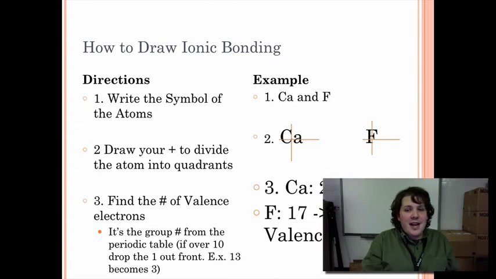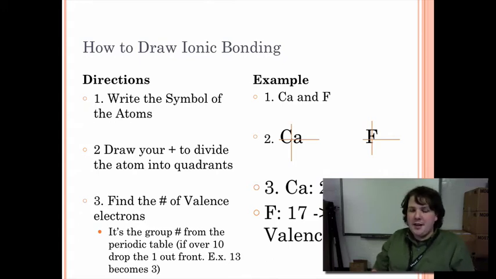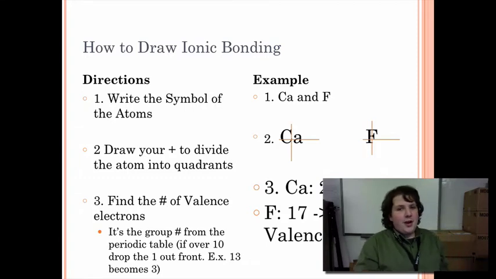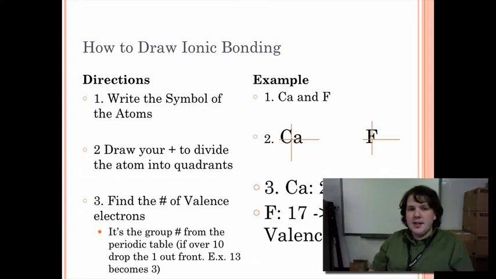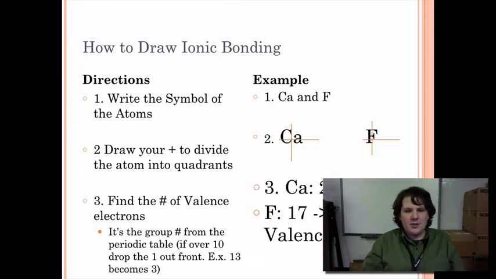Alright, examples of how to actually go ahead and draw ionic bonding happening. You'll see the directions on the left-hand side of the screen and an example on the right-hand side so you can follow along. Step 1 is to actually write the symbol of each of the atoms. In our case, it's going to be calcium and fluorine. Might help to have a periodic table handy for this.